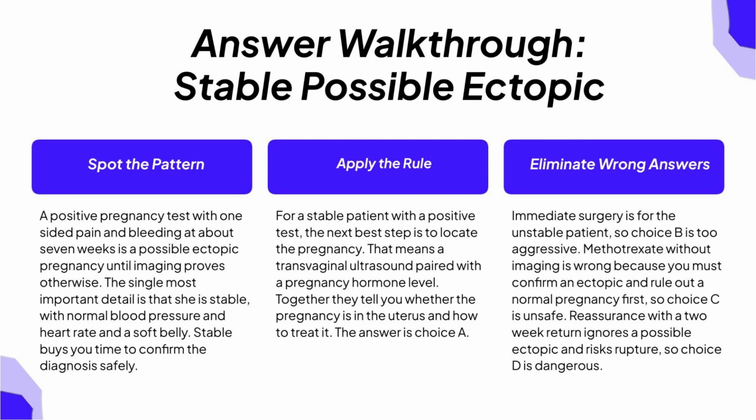Third, eliminate the wrong answers. Choice B, immediate surgery, is the move for an unstable patient. And she is stable, so it is too aggressive here. Choice C, giving methotrexate without any imaging, is unsafe because you must confirm an ectopic and rule out a normal early pregnancy before you ever give that drug. Choice D, reassurance with a return in 2 weeks, ignores a possible ectopic and risks a rupture in the meantime. The stability of the patient pointed you straight to the confirmatory ultrasound, which is choice A.